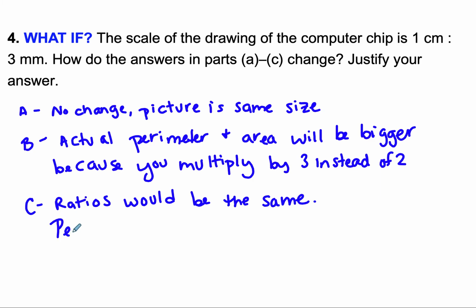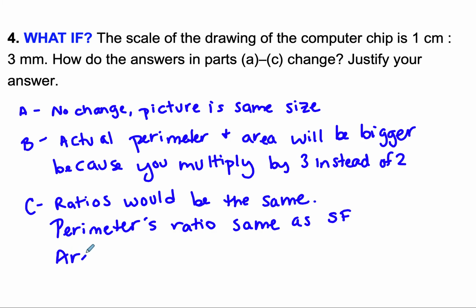The perimeter will have the same perimeters ratio, same as scale factor. I'm just going to abbreviate SF. Areas ratio is scale factor squared.